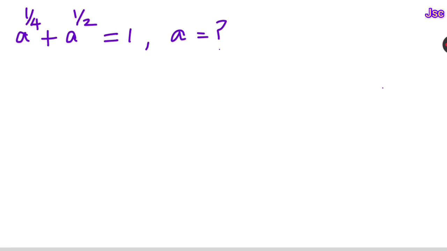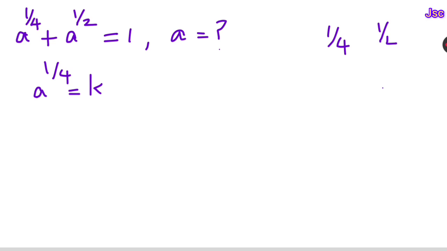In the first term we have 1 over 4 in the exponent, and in the second term we have 1 over 2. Each and every time we cannot write a raised to power of 1 over 4 plus a raised to power of 1 over 2. It is a bit complex, that's why I am going to consider a raised to power of 1 by 4 as some other variable. Just assume it as k.